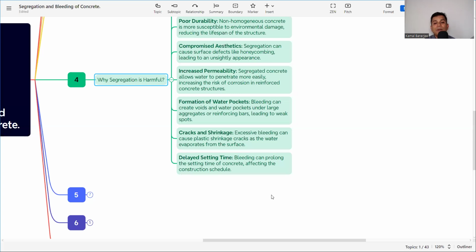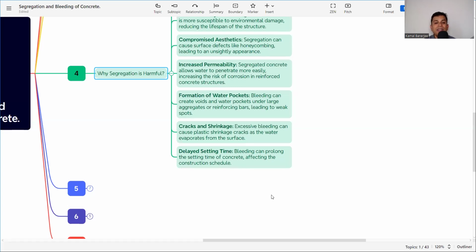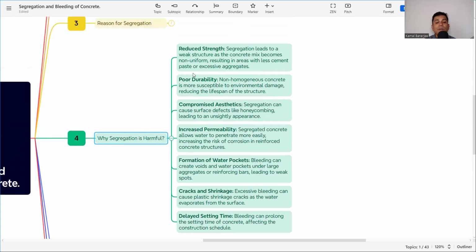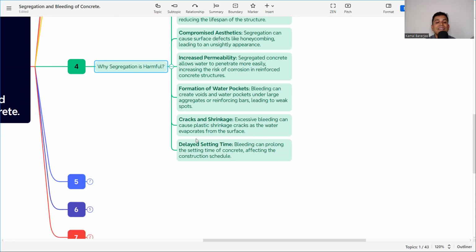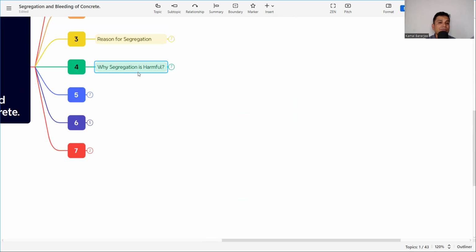And delayed setting time. Bleeding can prolong the setting time of concrete, affecting the construction schedule. So these are the harmful effects of segregation: reduced strength, poor durability, compromised aesthetics, increased permeability, formation of water pockets, cracks and shrinkage, and delayed setting time. So we have already discussed reasons for segregation and why segregation is harmful.